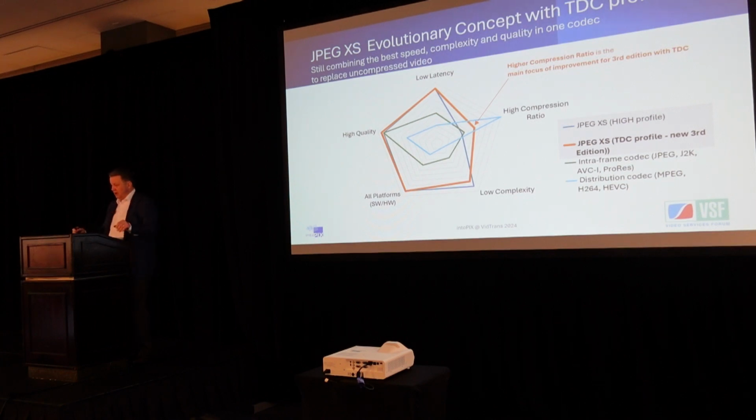So this is the radar plot of the various encoding technologies out there, and really what you're getting here with the TDC profile is that compression efficiency gain. Yeah, a little more complexity, so it drops a little bit on the complexity side, but primarily you're getting a significant coding efficiency gain with the TDC profile.